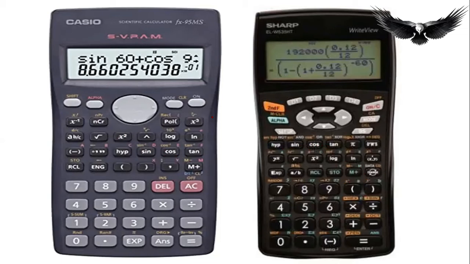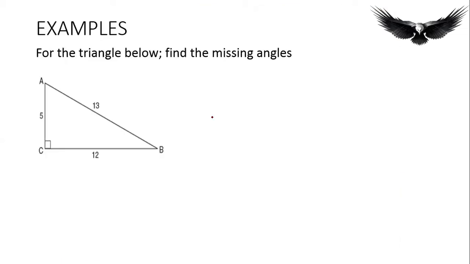Let's look at an example. For the triangles below, find the missing angles. All right, so the missing angles, we're supposed to find that angle there and that angle there. So I'm just going to demonstrate how to calculate here using this angle here. Now, this one, because we have all the three sides here, it's just to decide which one you want.